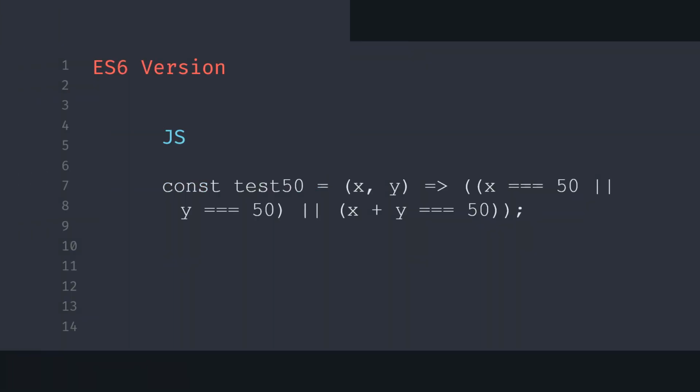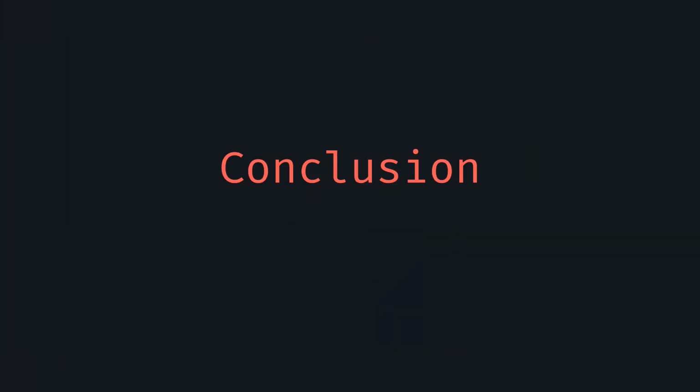For those of you who prefer ES6, here is the same function written using arrow functions and strict equality operators. And there you have it. We learned how to check if either of the two numbers is 50 or if the sum is 50 in JavaScript.